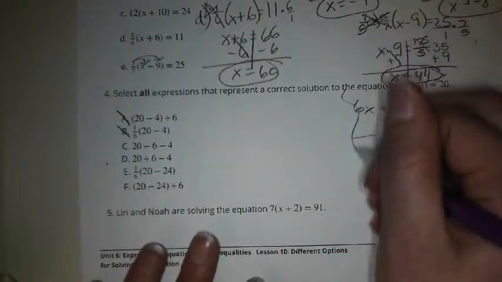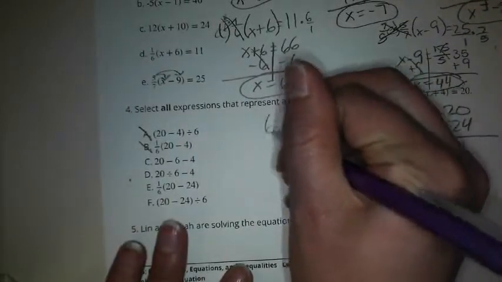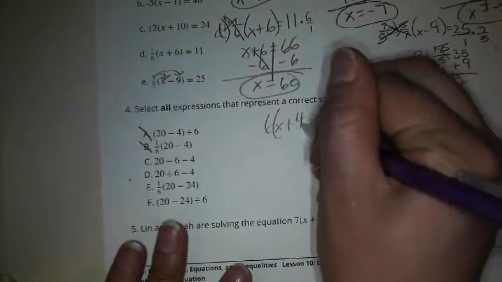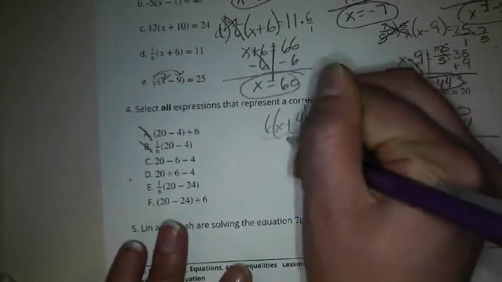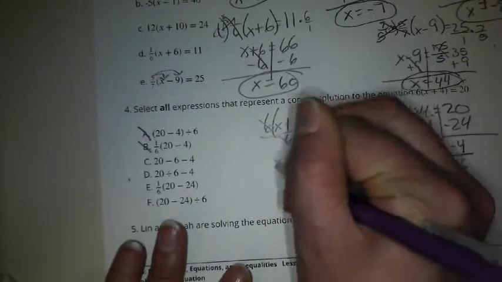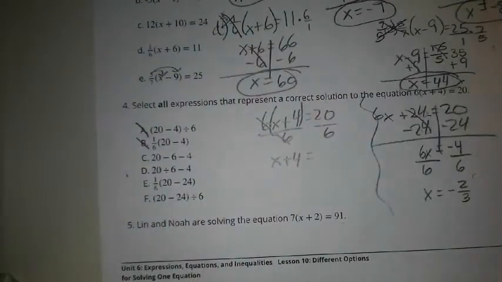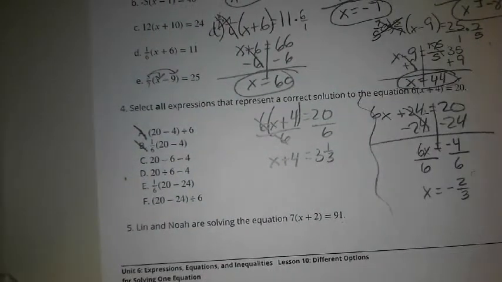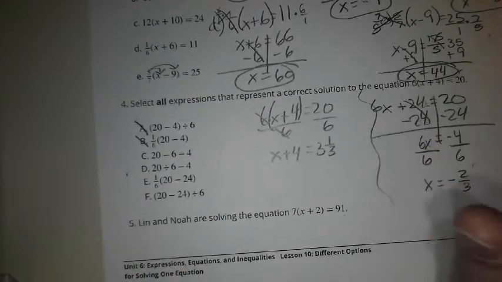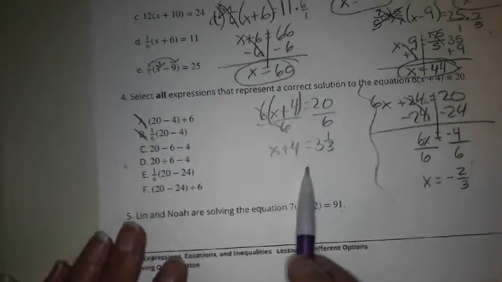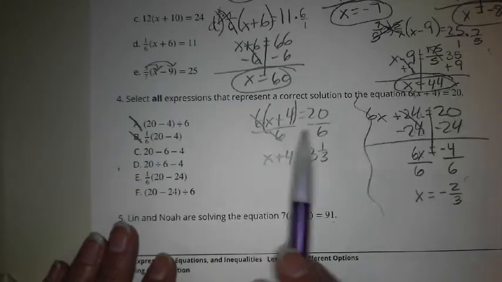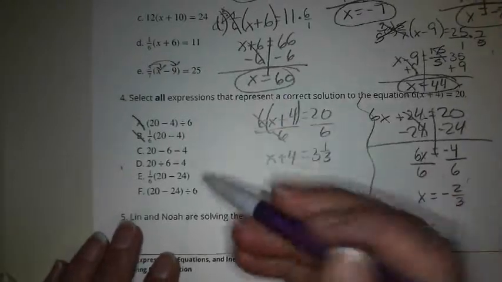Maybe I should do it the other way too, just in case. Let's do it the other way. Divide both sides by 6. X plus 4 equals 20 divided by 6 is 3 1/3. Well, that doesn't look fun. Okay, I'm going to stop right there. See how sometimes this is great, sometimes this is better. Okay, so that still didn't work.